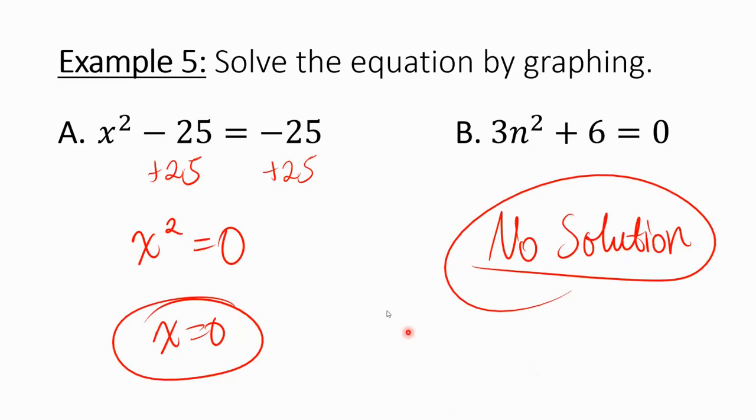And here are our solutions. So again, we had one with no solution. This one never crossed the x-axis. This one did only at one point. Be careful when you're adding 25 to both sides. Negative 25 plus 25 is 0. So you just have x squared plus 0 on this side, which is just x squared. When you graph that, it looks like this. It only hits at one point. So your solution is x equals 0.